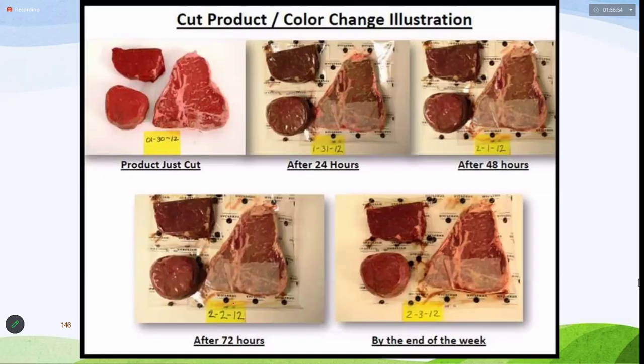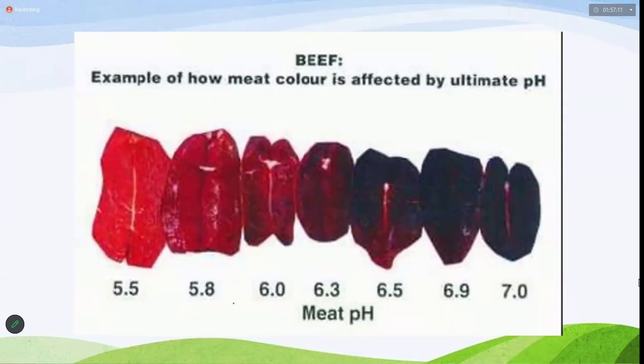So meat color is another important thing when you think about the economic value of the meat. With time, meat color will change by reacting with the oxygen in the air.